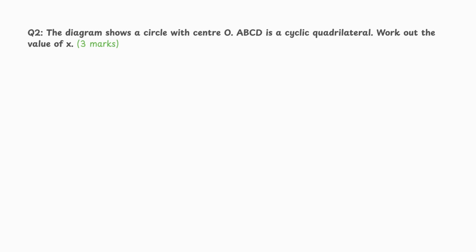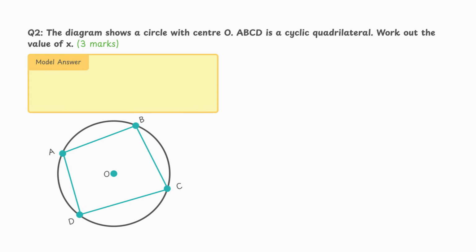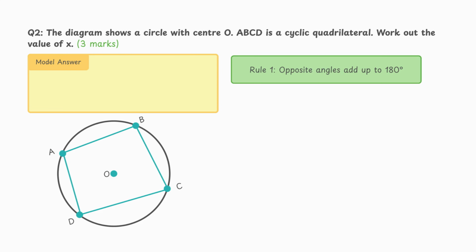Question 2. The diagram shows a circle with center O. ABCD is a cyclic quadrilateral. Work out the value of x. This question is worth 3 marks, so let's go through it carefully and clearly. First, identify the key concept. We are told that ABCD is a cyclic quadrilateral, so immediately we recall the rule. Opposite angles in a cyclic quadrilateral add up to 180 degrees. This is the most important step because it tells us exactly what to do.